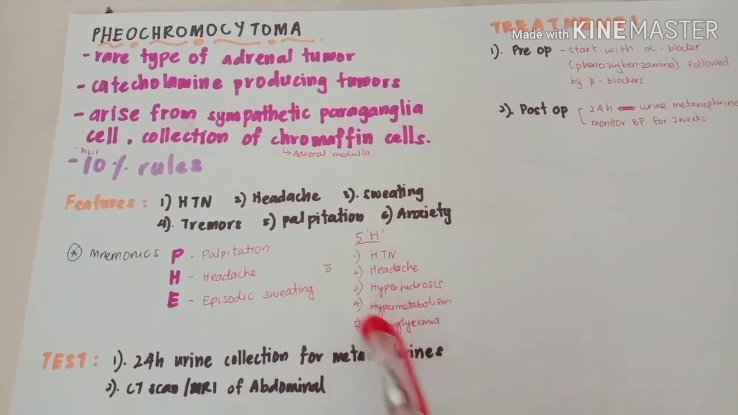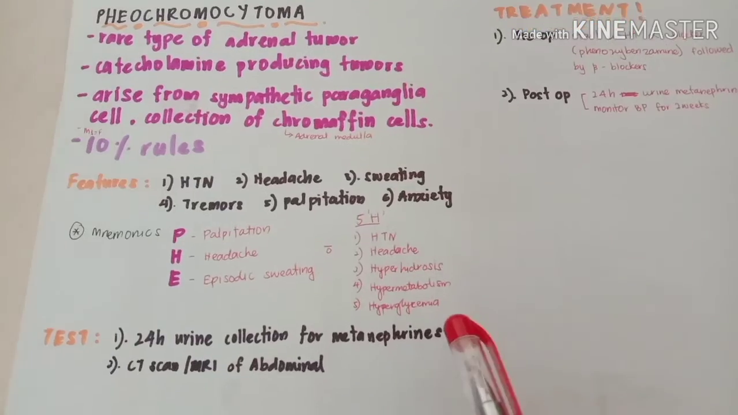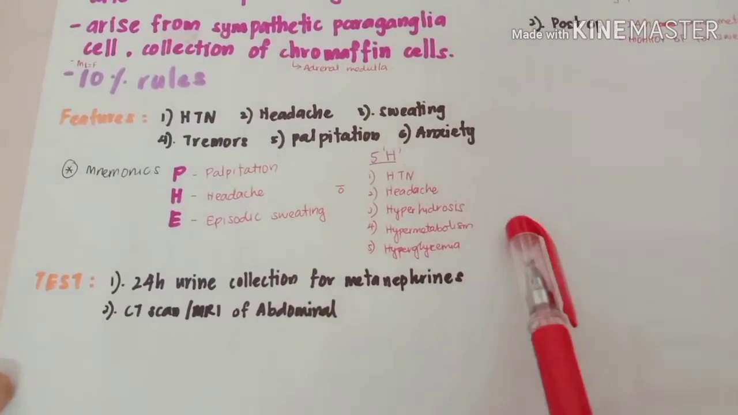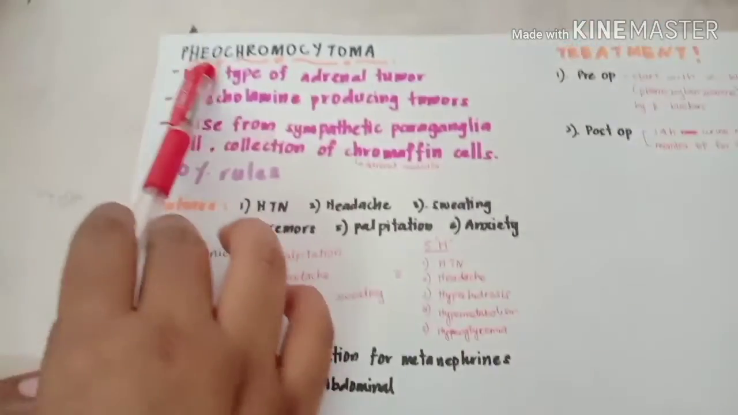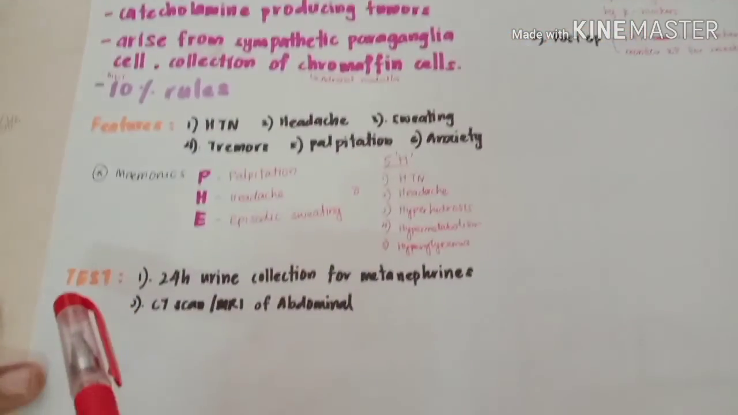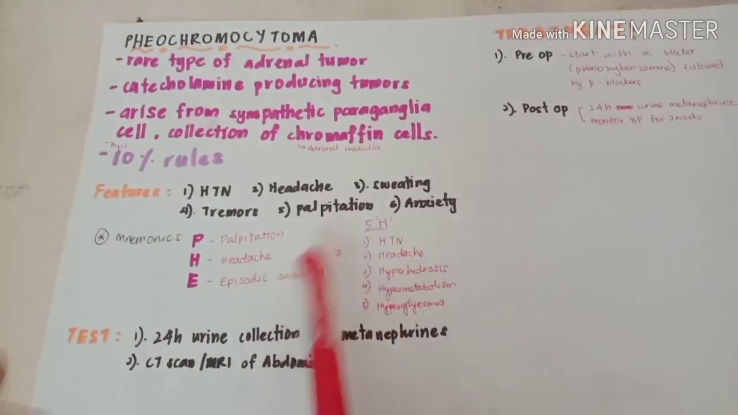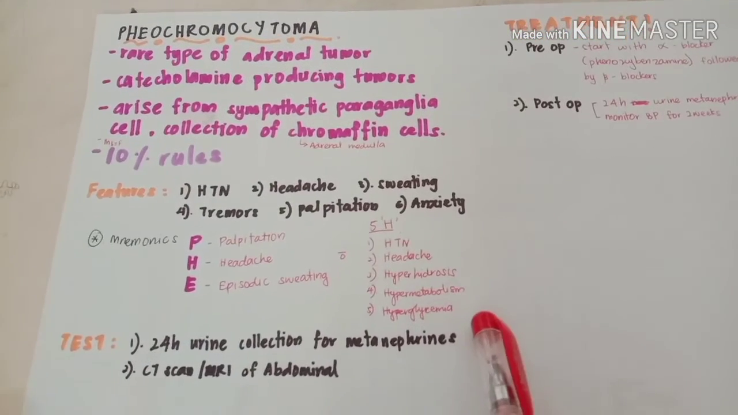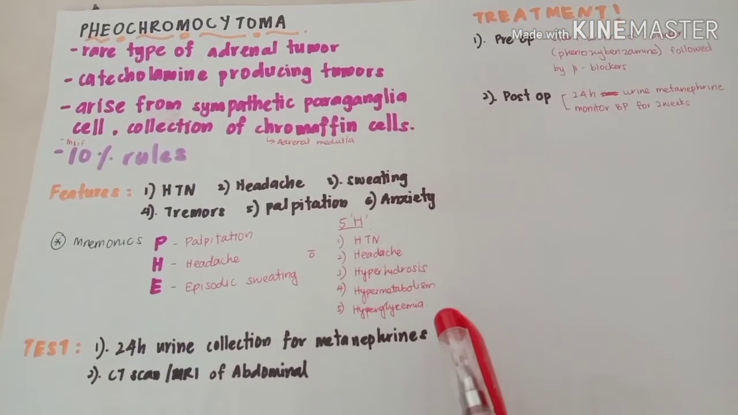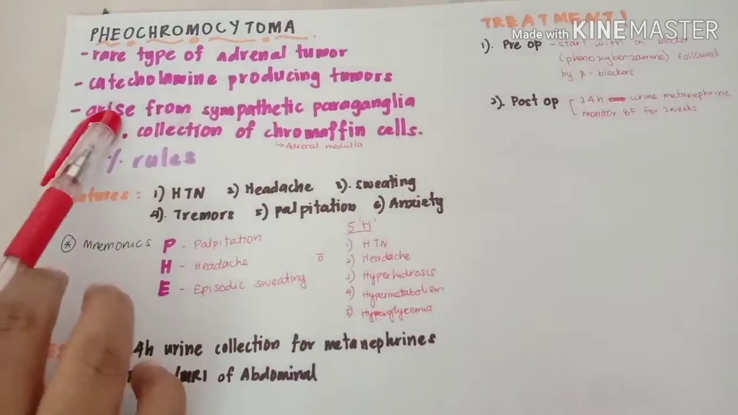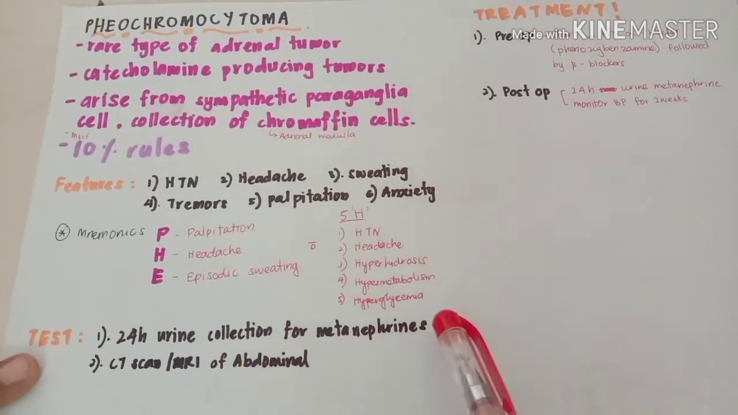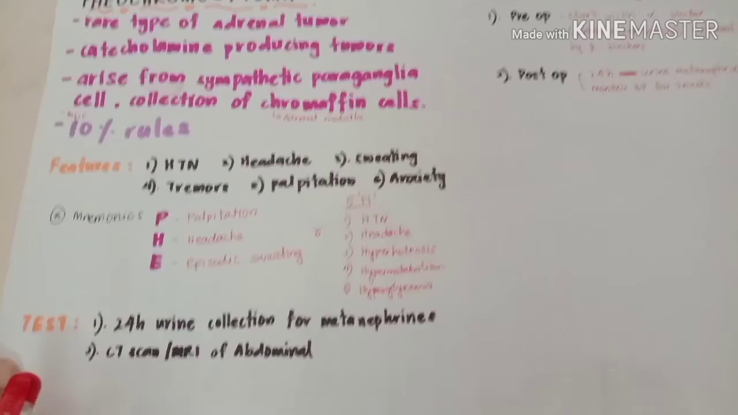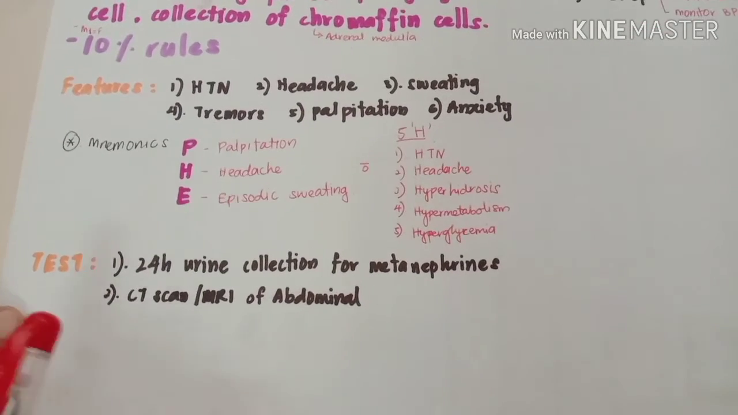So from these features, you can easily diagnose the patient with pheochromocytoma disease. You have to remember these features by heart so that you can solve the case questions based on this disease. You can easily rule in and rule out. Now we will go for the tests.